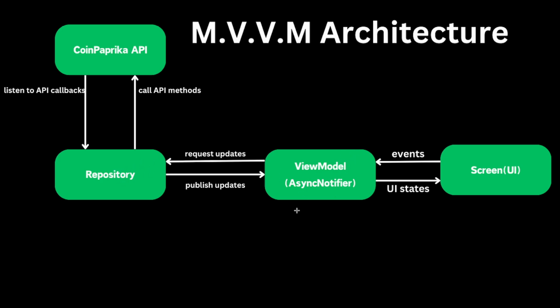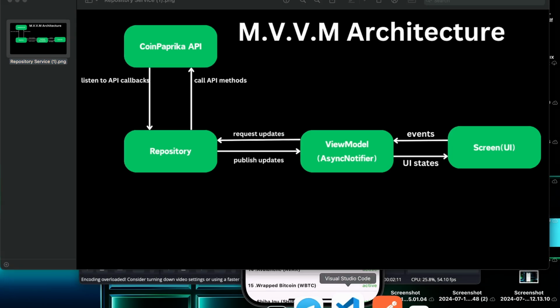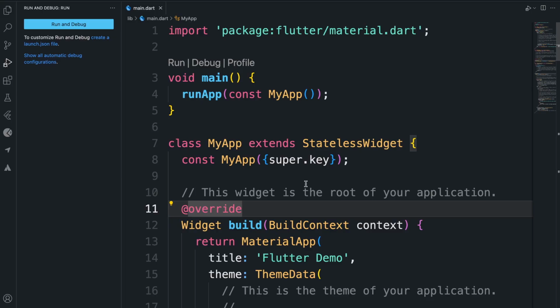And then once it gets the data from the repository, it's going to load the UI, it's going to change our user interface. In this case, it's going to display the page for the Bitcoin, right? So that's it for the MVVM architecture. Now let's do it in code. Let's then implement it in code, right?